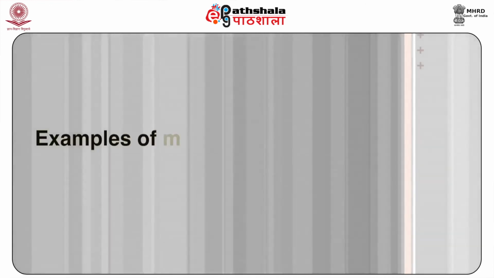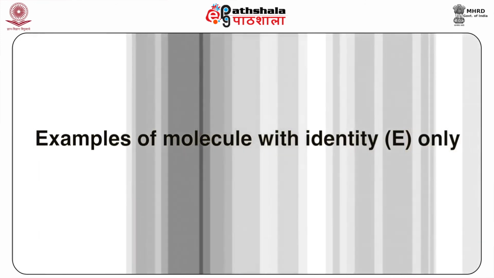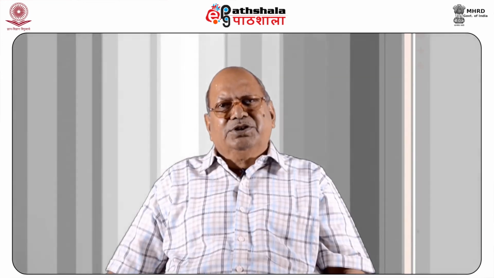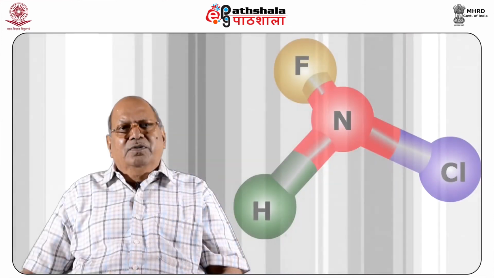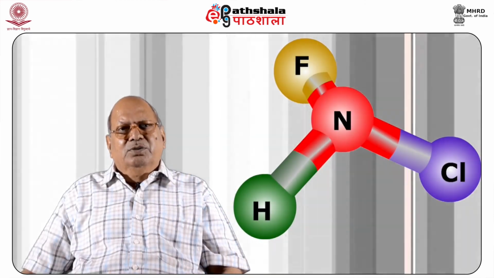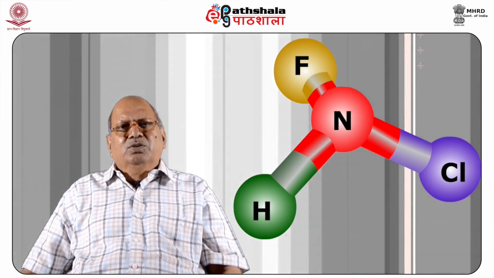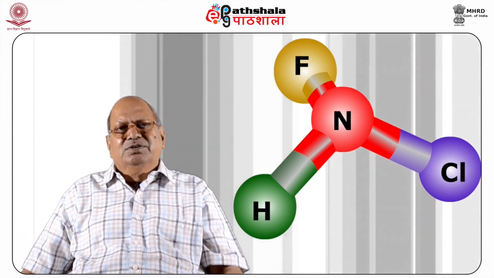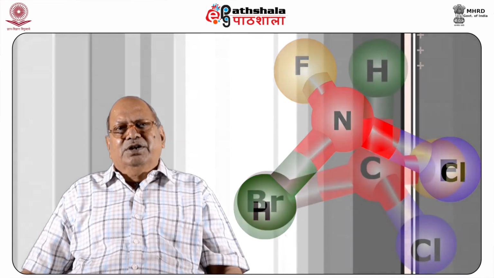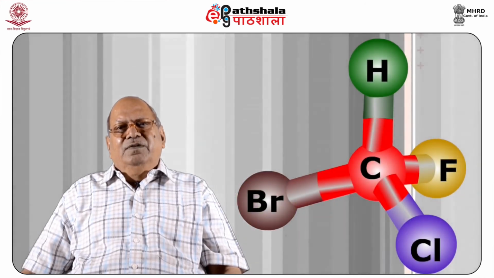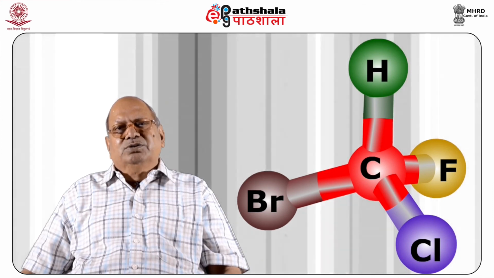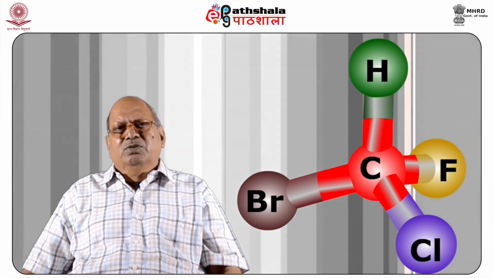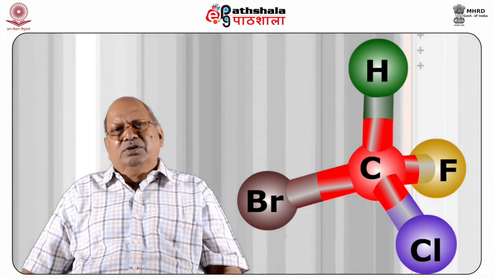Now let us take some examples of molecules which have identity E only, that is, no other symmetry elements. Let us take the example of the FHClN molecule. It is a pyramidal molecule. You try to put any mirror plane or any axis, it does not have any symmetry elements. Take the second molecule, CFHClBr. In this also, you try to find it out, there is no symmetry element except that a 360-degree rotation will bring back this molecule to the original.